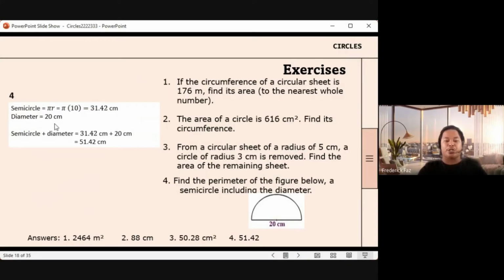And for the diameter, the given is 20 centimeters. So, we just need to add the values, and we have the sum 51.42 centimeters for the perimeter of the figure, including the diameter.